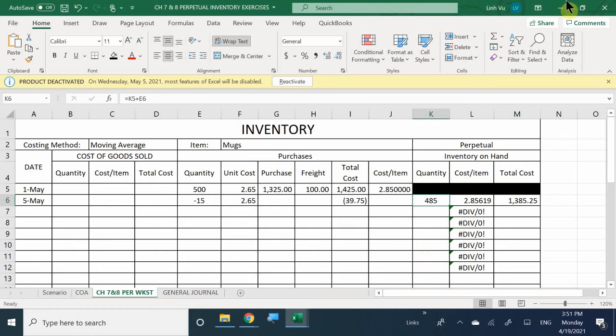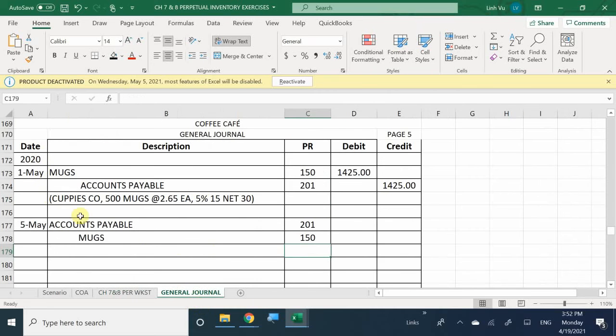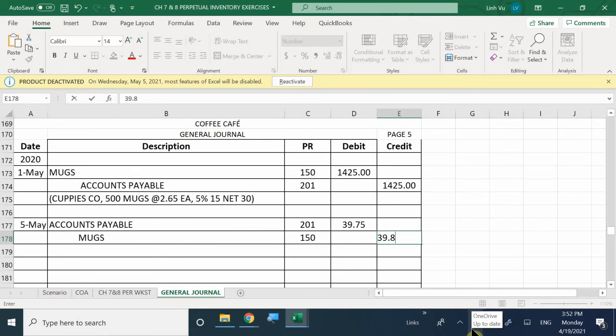Okay? And here I've already calculated how much my return is going to be for. It's going to be for the $39.75. So I can go back to my journal and recognize that my return is going to be for $39.75.